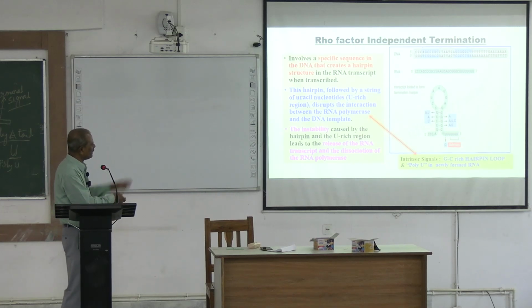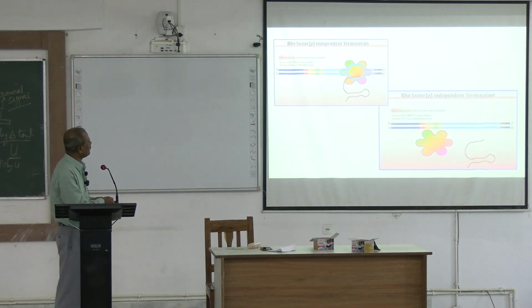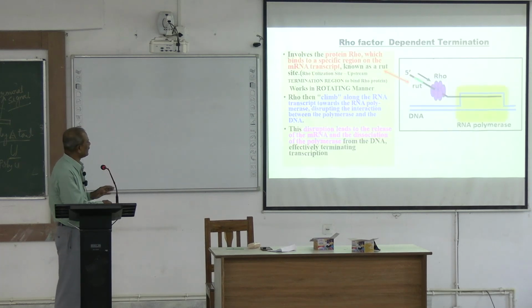So it will form a hairpin-like loop structure, and this will facilitate automatic removal of the mRNA molecule. This is Rho factor independent termination. See, you can see here this hairpin loop-like structure. So RNA polymerase will not be able to move further. That will cause a signal and it will be terminated.